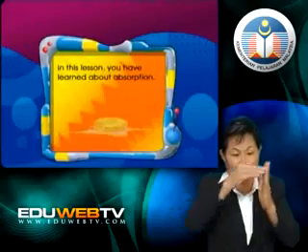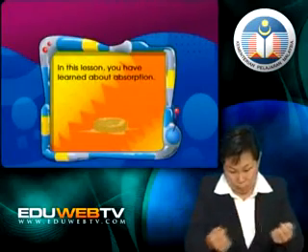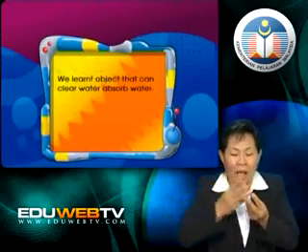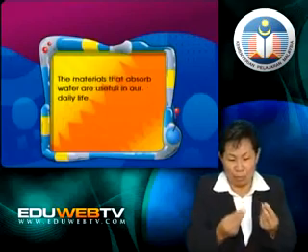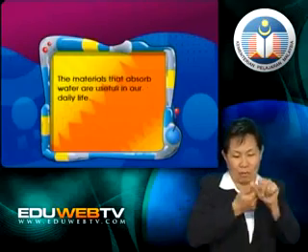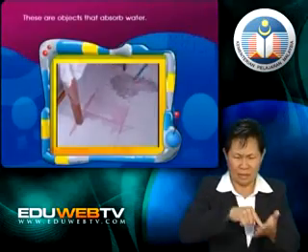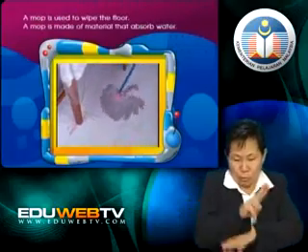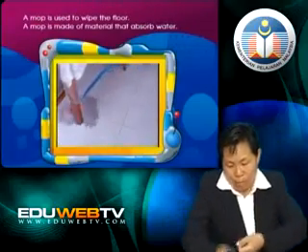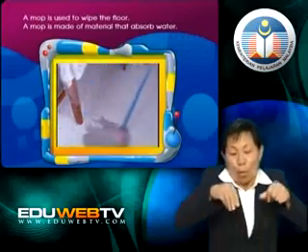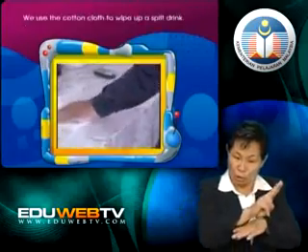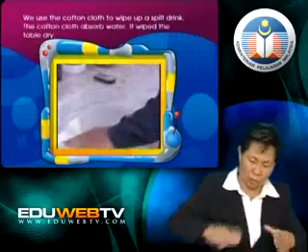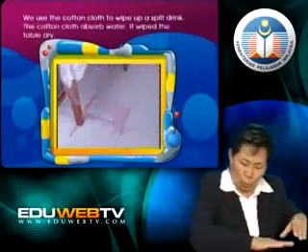In this lesson, you have learned about absorption. We learned objects that can absorb water. The materials that absorb water are useful in our daily life. These are objects that absorb water. A mop is used to wipe the floor. A mop is made of material that absorbs water. We use the cotton cloth to wipe up a spilled drink. The cotton cloth absorbed water. It wiped the table dry.